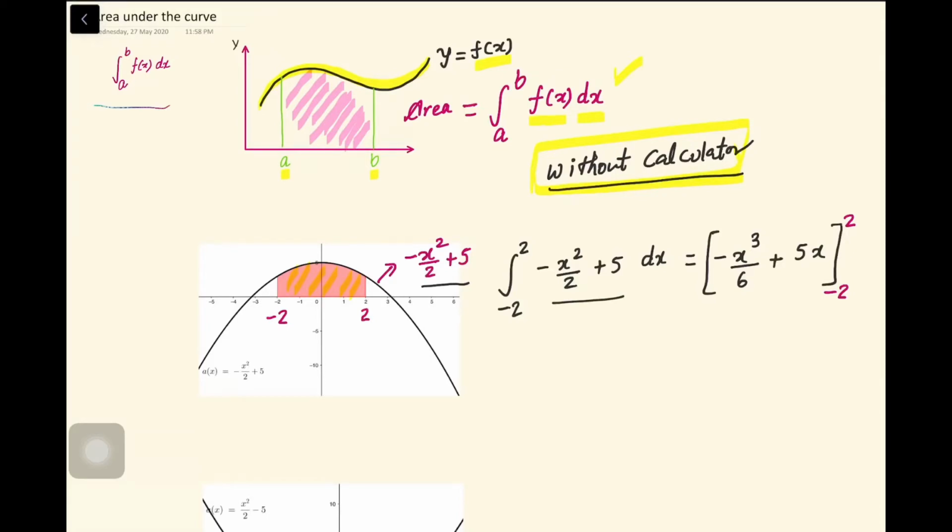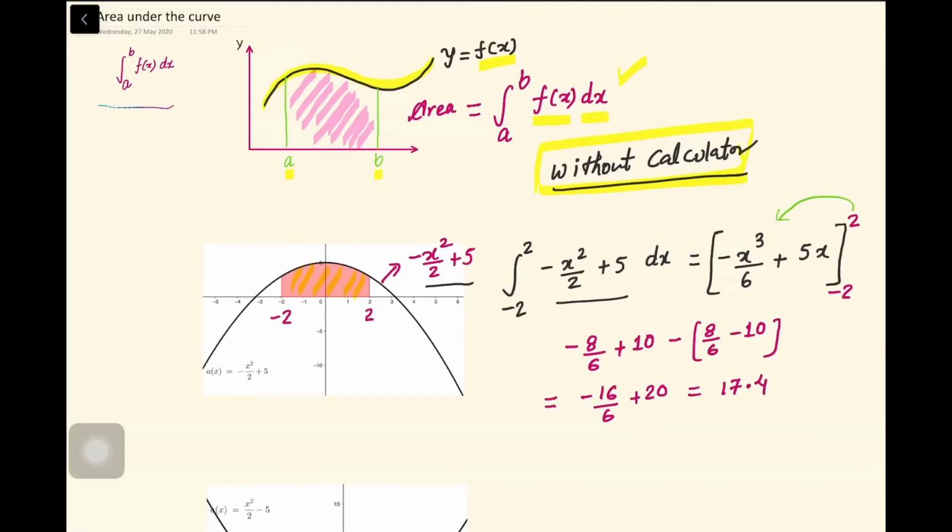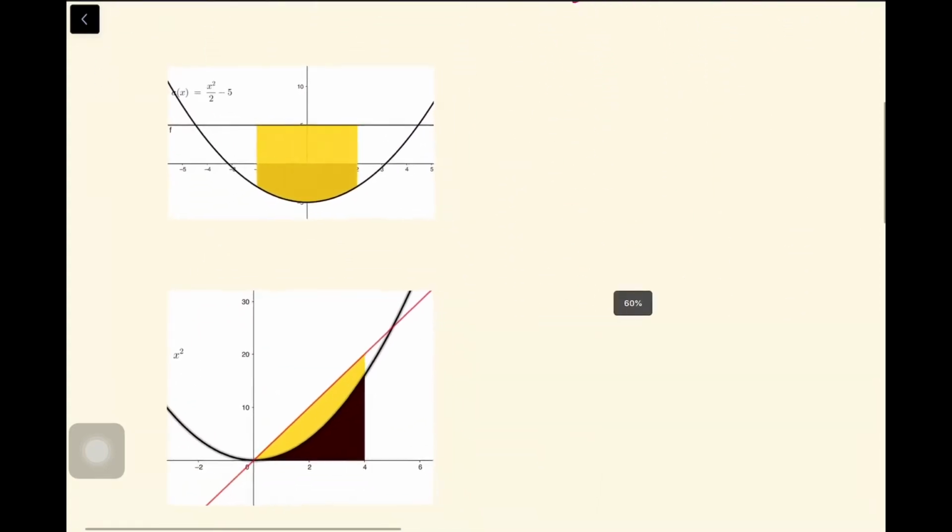So simple, just integrate from -2 to 2 using the power rule and then plug in the limits. You need to substitute the upper limit first and then the lower limit. It's a very basic calculation: negative 8 over 6 plus 10, and then minus the lower limit. Negative 2 cubed is negative 8, and negative 8 is positive 8. So you simplify and you get negative 16 over 6, because it is double of negative 8, plus 20, 17.4 square units. Very simple.